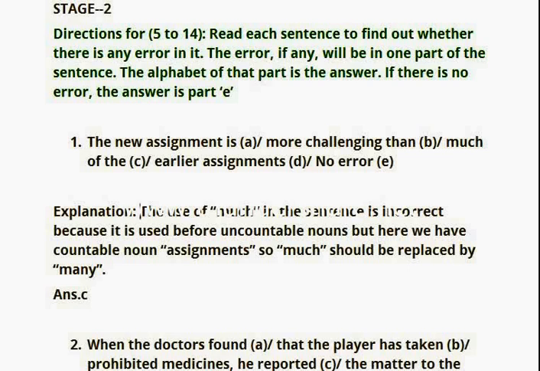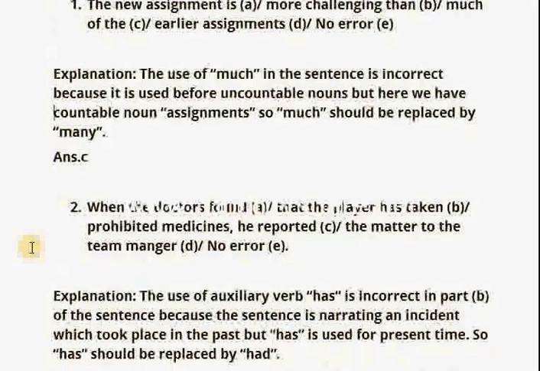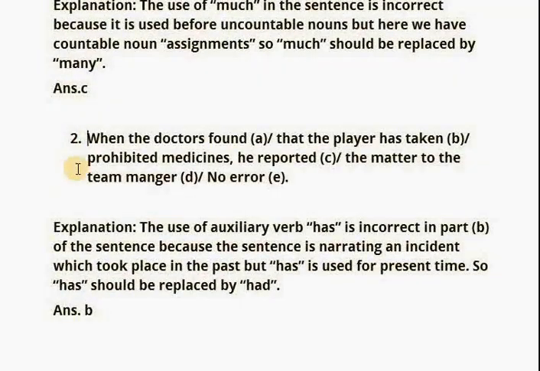The use of much in the sentence is incorrect because it is used before uncountable nouns, but here we have a countable noun, assignments, so much should be replaced by many. So your answer is C, because in this part you have one wrong word, which is much. You can reframe the sentence: the new assignment is more challenging than many of the earlier assignments. Let's move on to the second question.